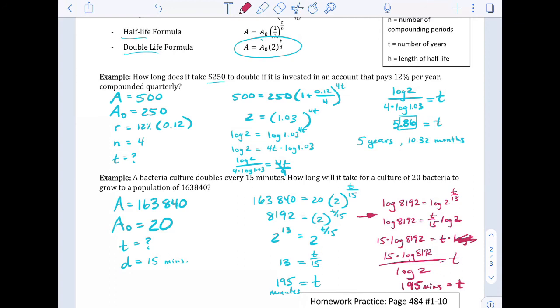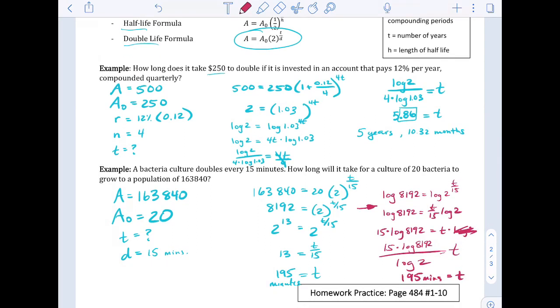I know it's a little bit difficult at first, but with practice, you'll be just fine. Don't worry. There's some practice questions in your textbook at the bottom here, and we'll talk to you soon.